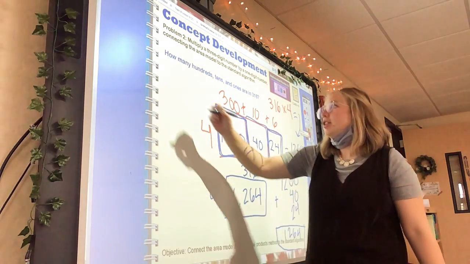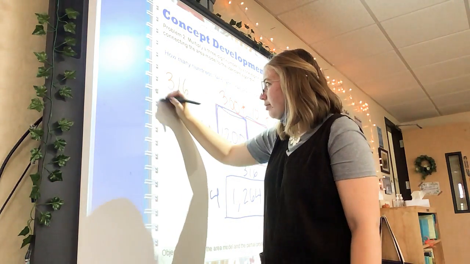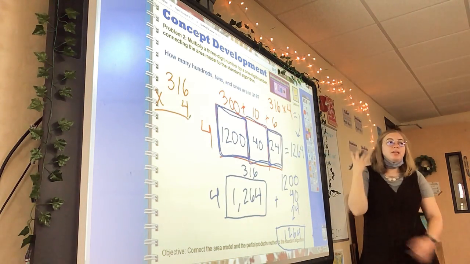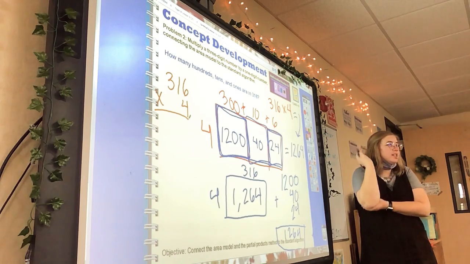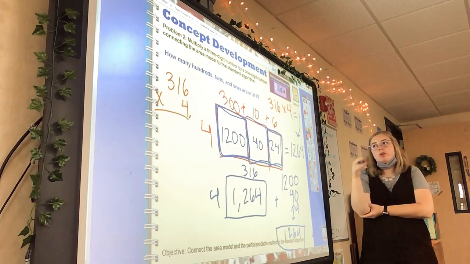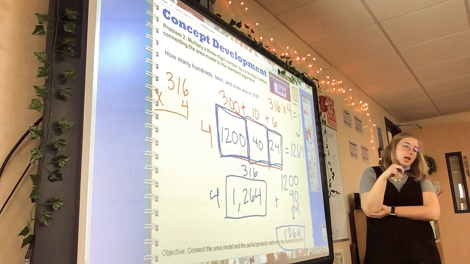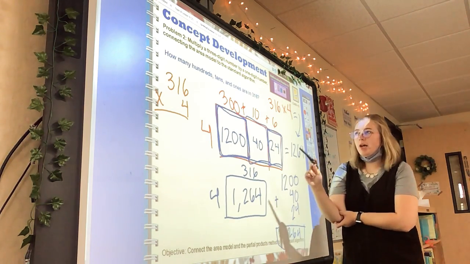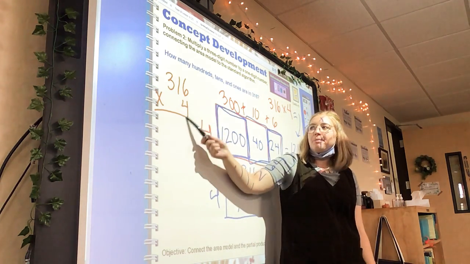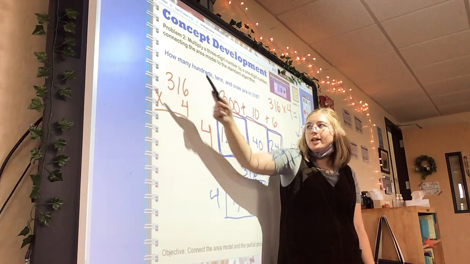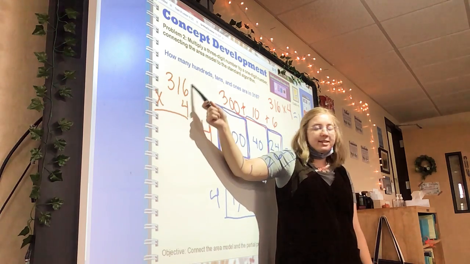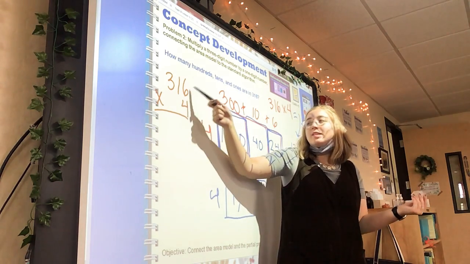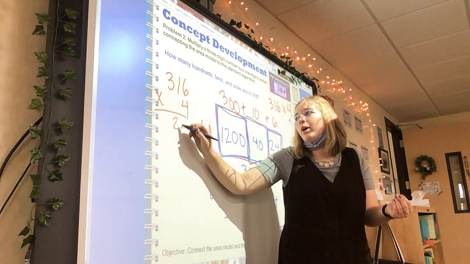Okay? So 316 times 4, and I'm going to do the partial products method. This is what we learned on Friday. If you were gone on Friday, I reviewed it a little bit yesterday, but we'll talk about it here. I start by multiplying the bottom number by everything on top. So I do 4 times 6, and this 6 is not just a 6, it's 6 ones. So 4 times 6 ones gives me 24 ones.